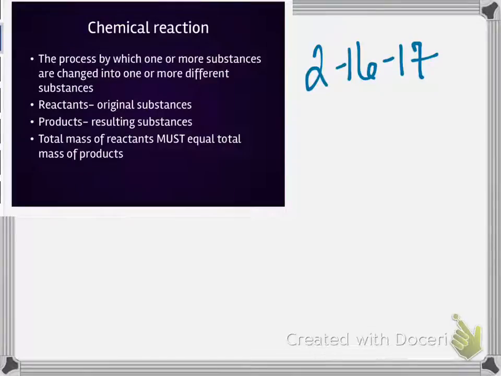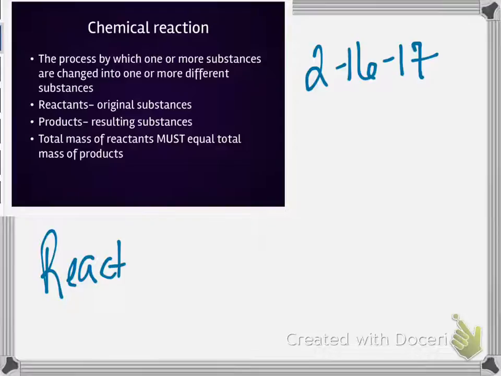So chapter 8 is all chemical reactions, and most of you correctly identified what a chemical reaction is, but just for the record, we'll state it is the process by which one or more substances are changed into one or more different substances. So there has to be a change in the actual substances that you're dealing with. The stuff that goes in is called the reactants.